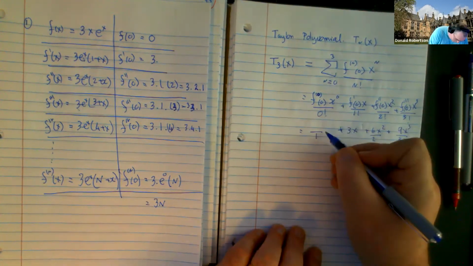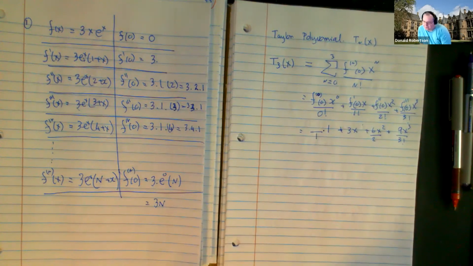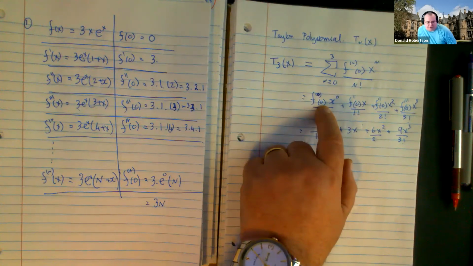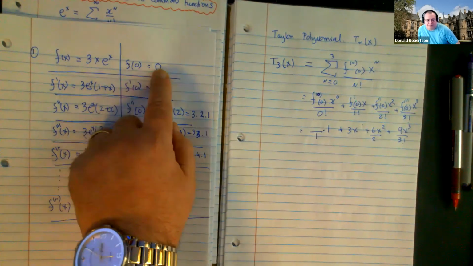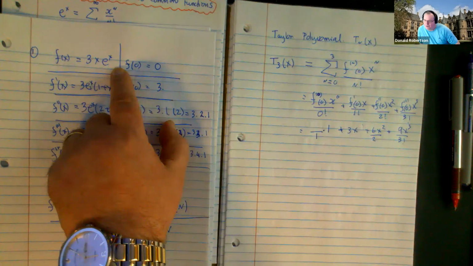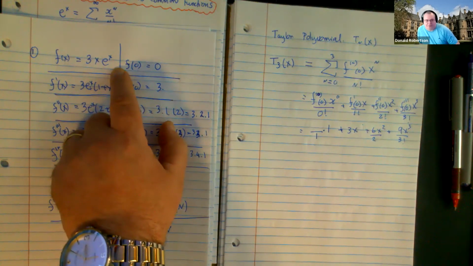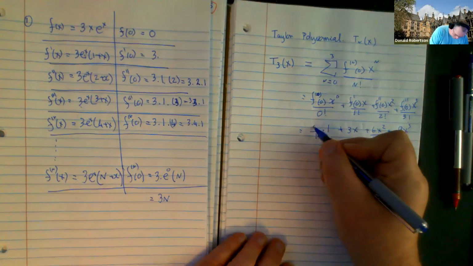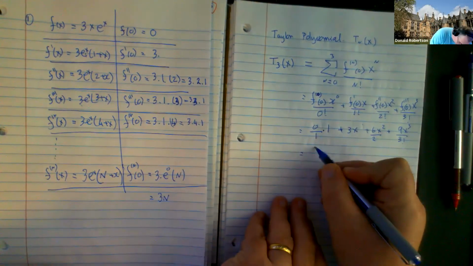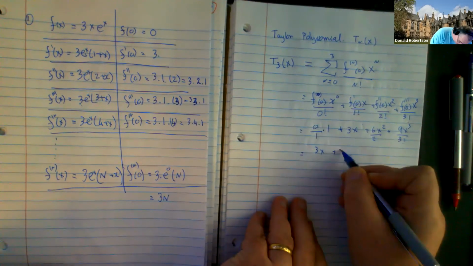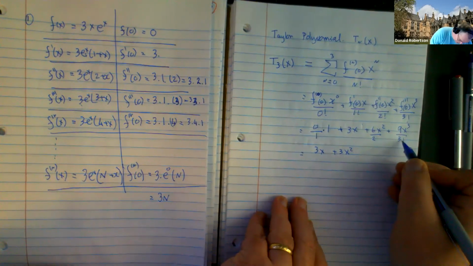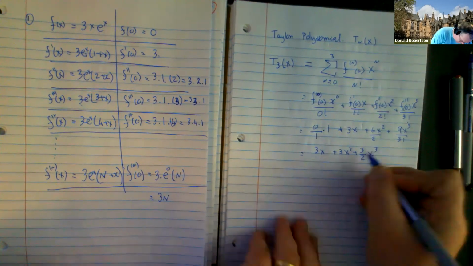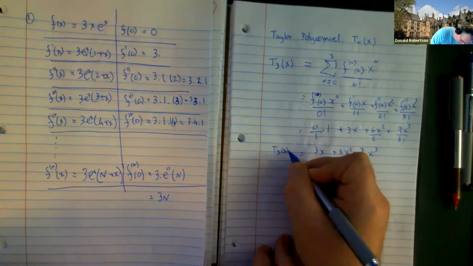And would you agree x to the 0 is also 1? Now the 0 derivative at 0 is actually just him. You haven't done any derivatives. That's what the 0 derivative means. So the original function. In this case, that happens to be 0. So that term disappears. And so what I'm left with is 3x squared, and that's 6. And 9 over 6 gets you 3/2. And there is your Taylor polynomial.